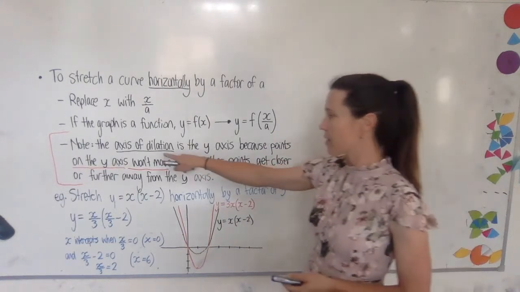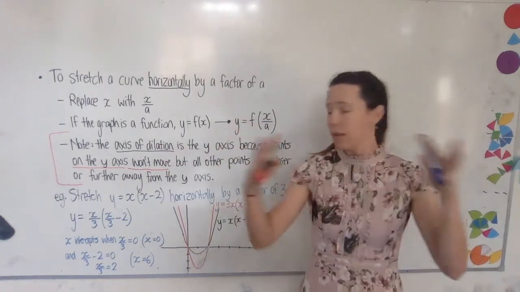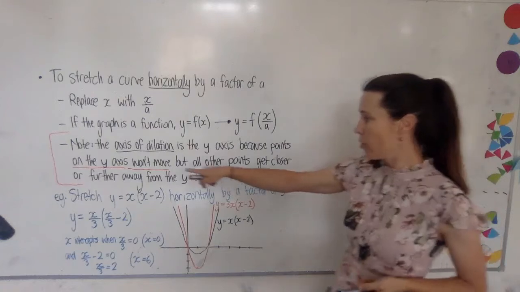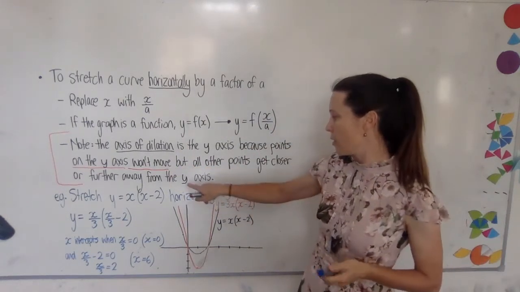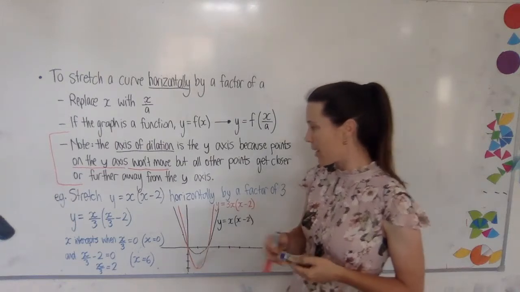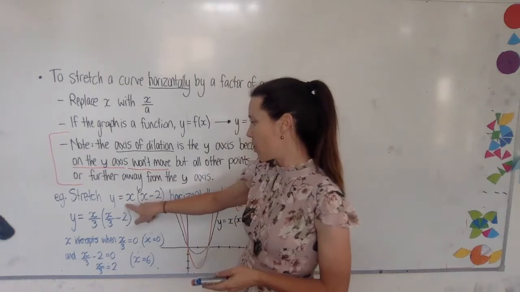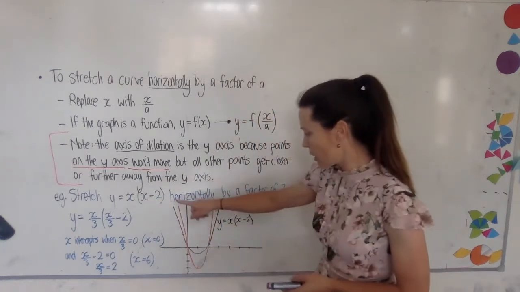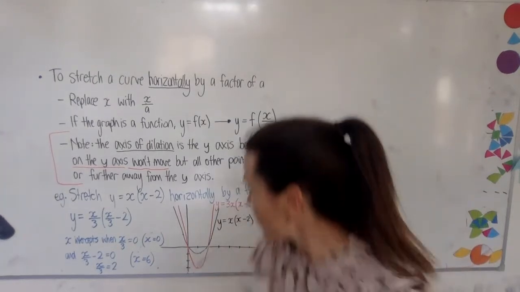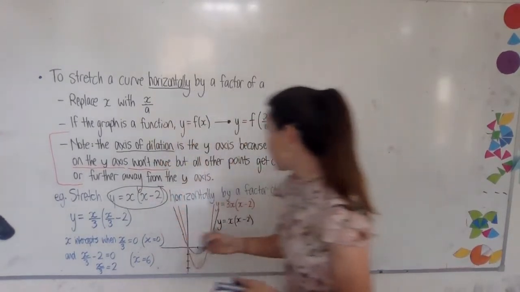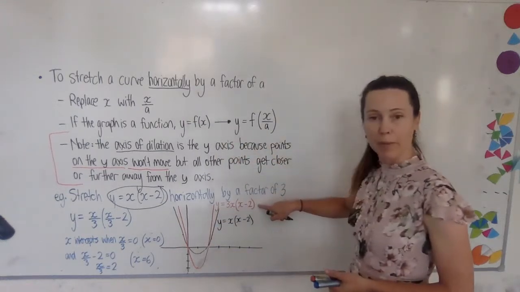Now you'll see that the axis of dilation this time is the y-axis, because if we're stretching this way, then the points that are actually on the y-axis won't move, but everything else either gets further away or closer to the y-axis. So I've given you the exact same curve this time, y equals x, x minus 2. We already graphed that. That was the black one. Let's just label that, that's black. We stretched it vertically and that made the red one.